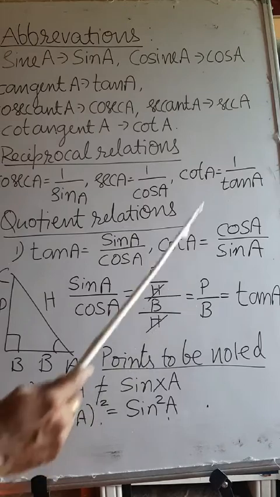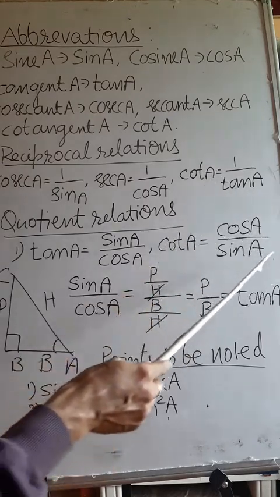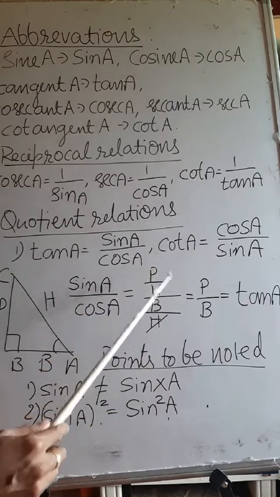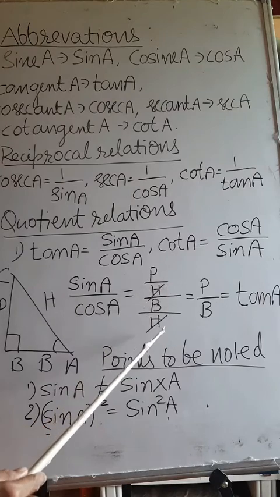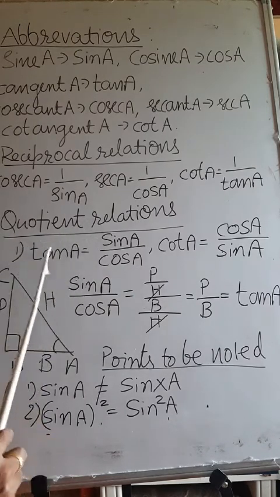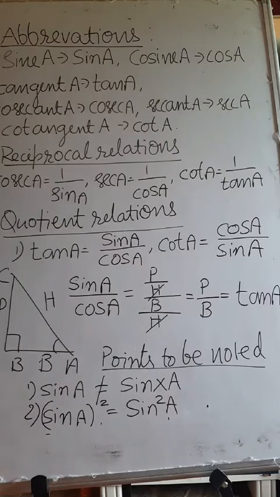If you want to verify for cot A also, you can check it by taking cos A by sin A. Base by hypotenuse comes in the numerator, perpendicular by hypotenuse in the denominator. Once again, hypotenuse gets cancelled. You get base by perpendicular, which you know is cot A. That is how you can check whether LHS equals RHS. You can prove it also. This is regarding some of the formulas or relations you need to remember along with the 6 T ratios. These relations are also very important.